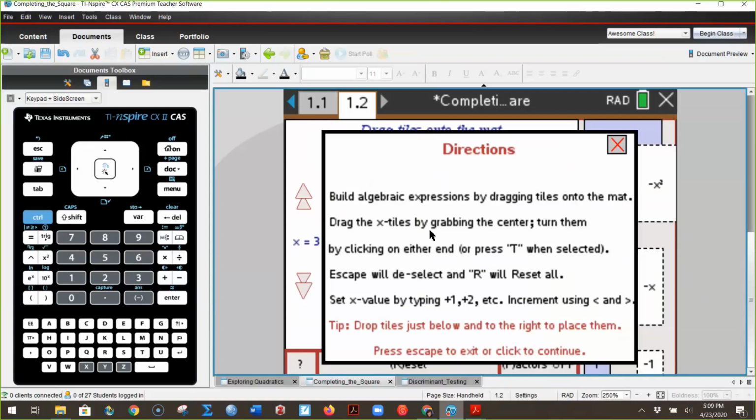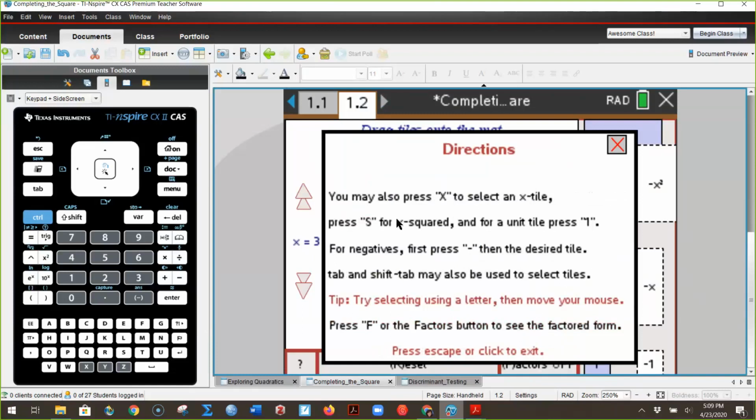We're going to drag the X tiles by grabbing the center. We can turn and click them by pressing either end or with a T. Escape will deselect, R will reset, and we can also set the X values. And so we can drop the tiles below to the right, place them, and press escape or click to continue. And then there's more directions here. So you also may press X to select an X tile. We may press S for X squared. The unit tile, press 1. For negatives, first press the negative. So there's different ways to do this. I'm going to exit out of this.